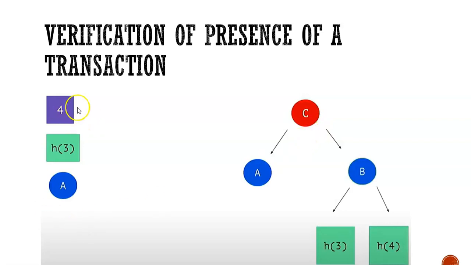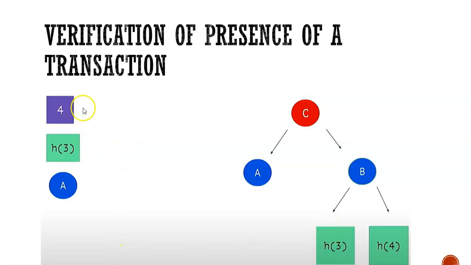From 4, directly you can calculate the hash, so you get hash of 4. And we have got hash of 3. You substitute it here. You take hash of 3 and hash of 4, you get B. Now, since we already have the hash of A, these two hashes can be combined together and the final hash value can be taken. If the resultant hash is C, then we can prove that transaction 4 is part of this Merkle tree.